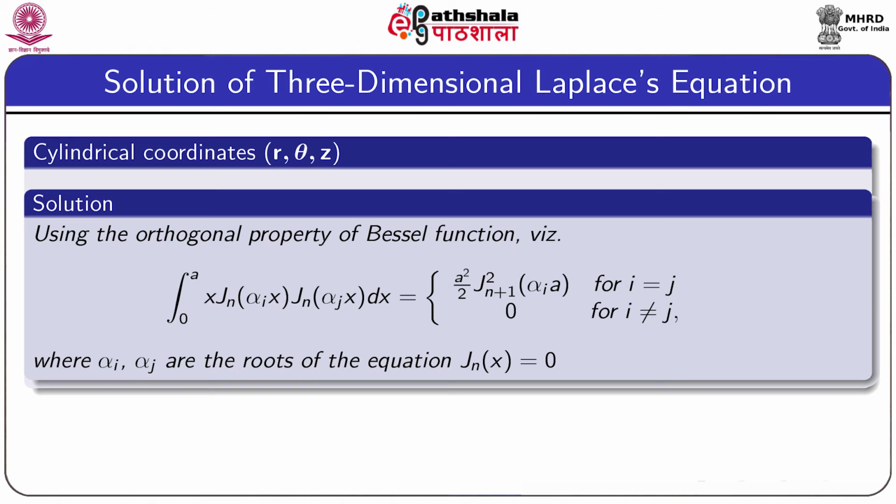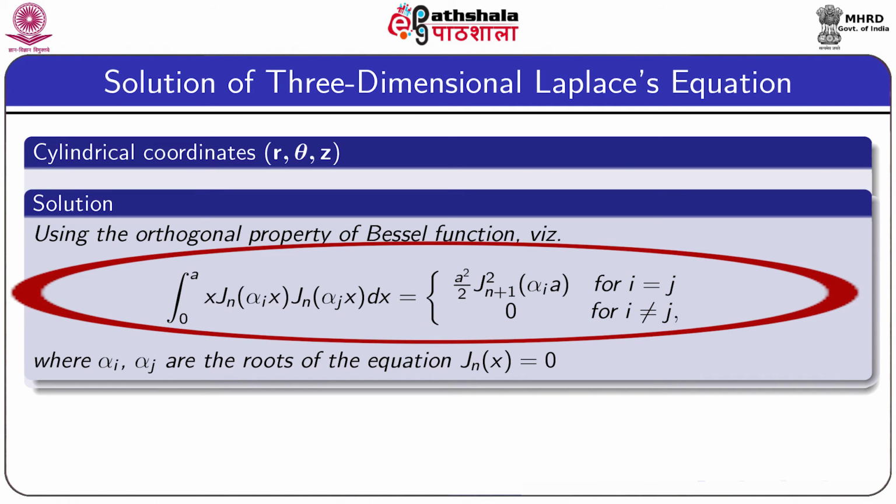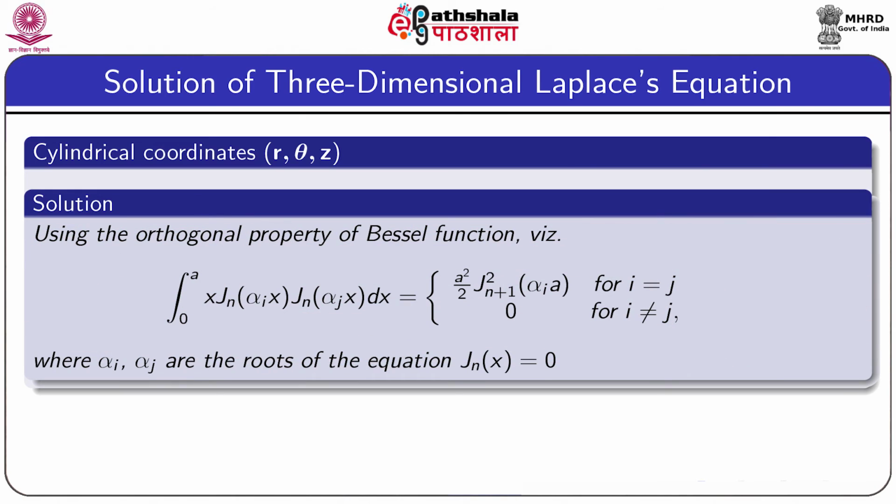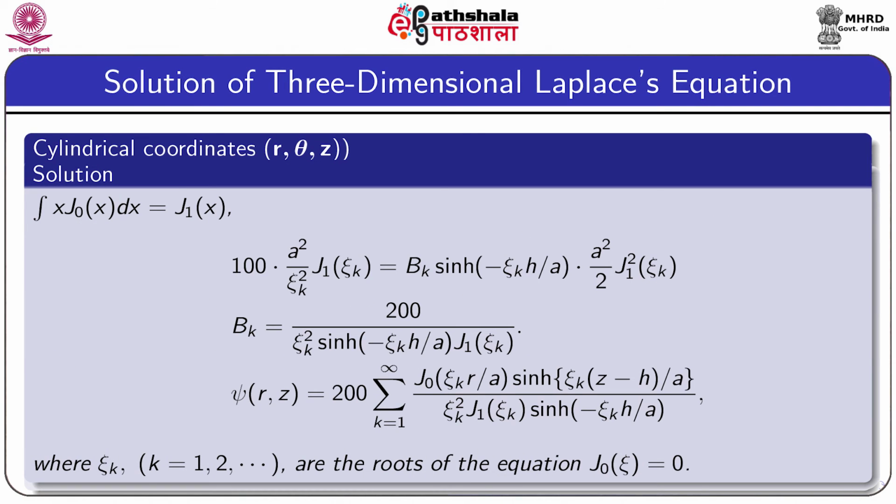You can see that there is the term alpha i alpha j. These alpha i alpha j are the roots of the equation J_n(x) equals 0, and we know the relation that the integration of x J0 is J1. So, if we use this property, we can replace the integration in the left hand side here by J1. Replacing that, we get the relation which is written here.